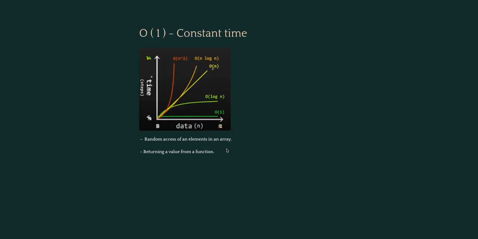So let's go to our first example in here, O(1). O(1) is constant time. No matter how big my array or my list is, the time to perform, or the steps taken, will be the same. It's like random access of an element in an array, or returning a value from a function, like using a console.log in JavaScript, for example. No matter how big my list is, it's just instant.